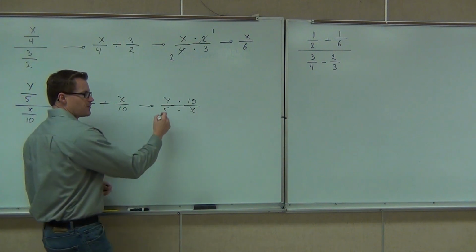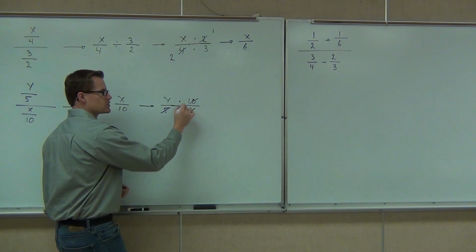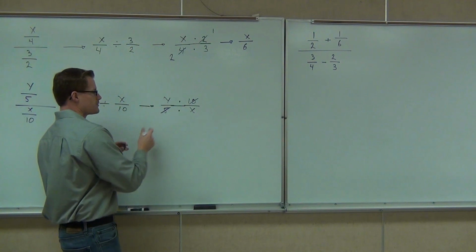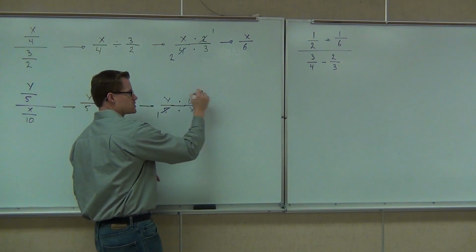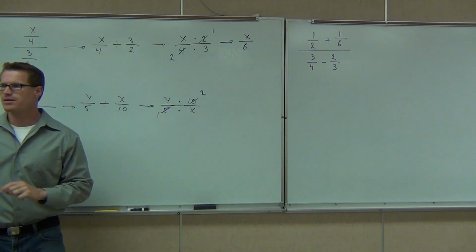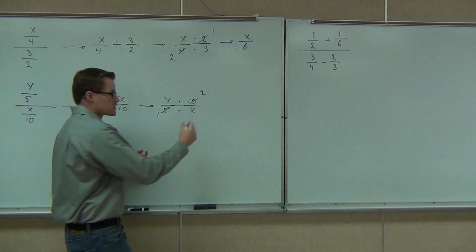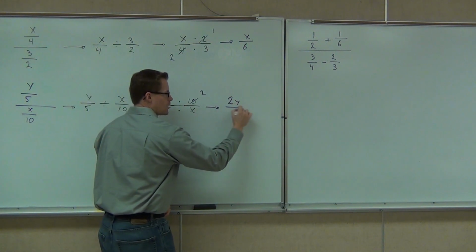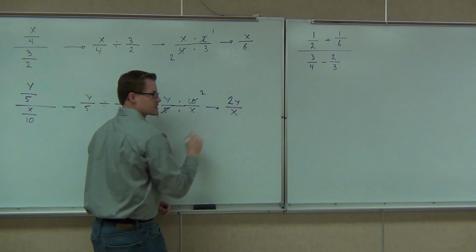Of course, we have 10 and 5, which have a common factor of 5. So we're going to divide both those numbers by 5. 5 divided by 5 is 1. 10 divided by 5 is 2. How about the x and the y? Can I simplify those? No. So we're done with our simplification. We have 2 times y, or 2y, over 1 times x, or x. And that's as far as we can go.